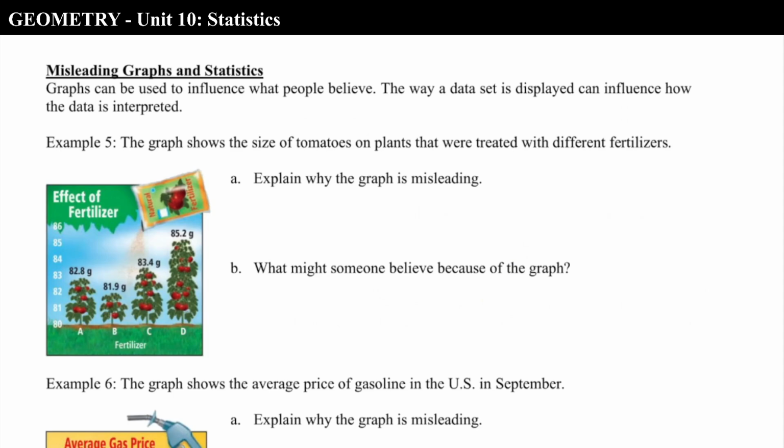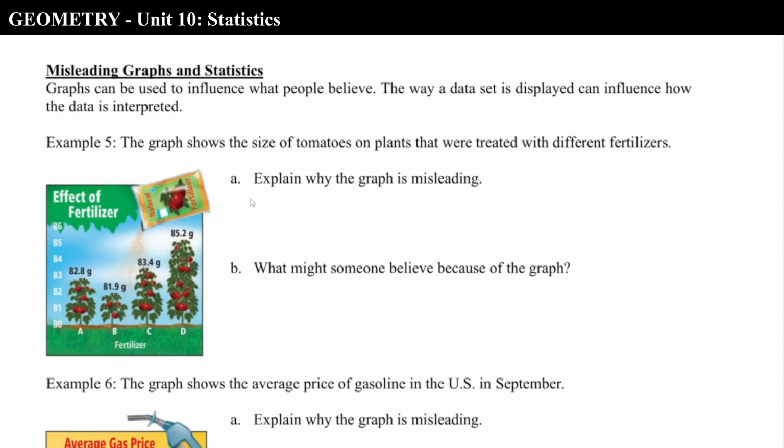Let's finish off this section with misleading graphs and statistics, because it is important to know that graphs can be used to influence what people believe. The way a data set is displayed can influence how the data is interpreted. So it's a good practice to be able to recognize these things and see where the data may be misleading.